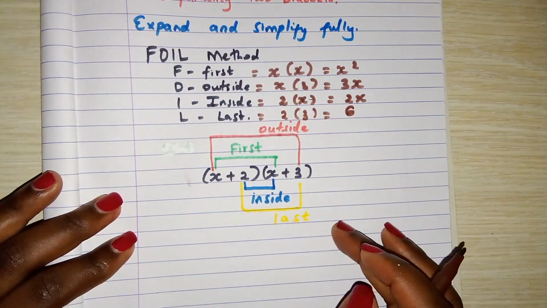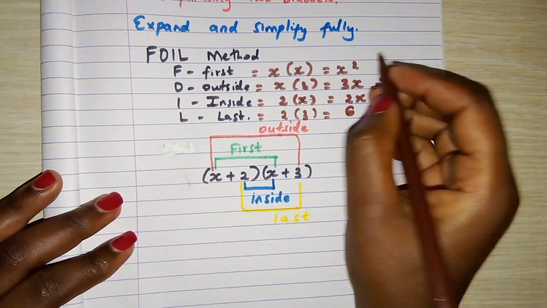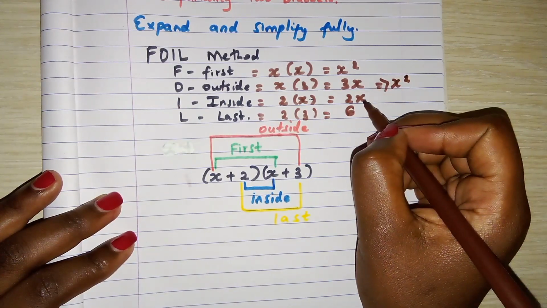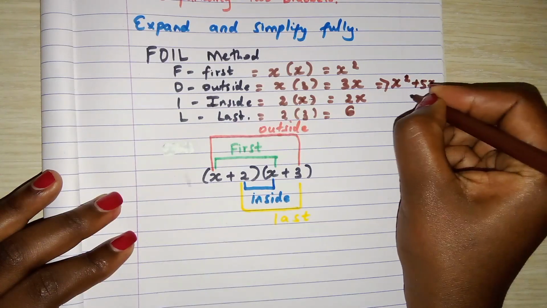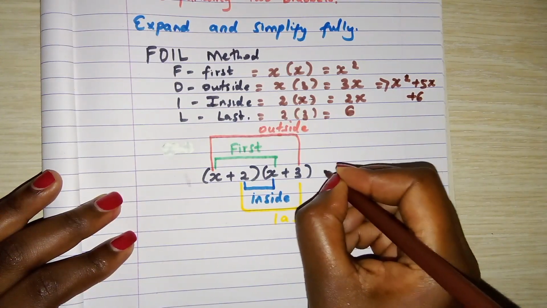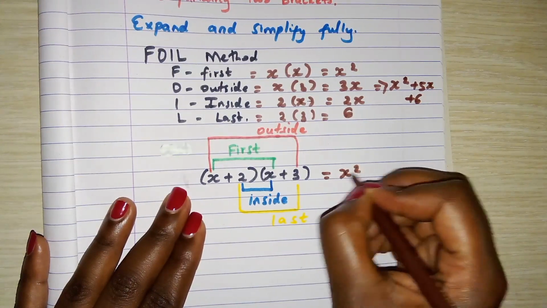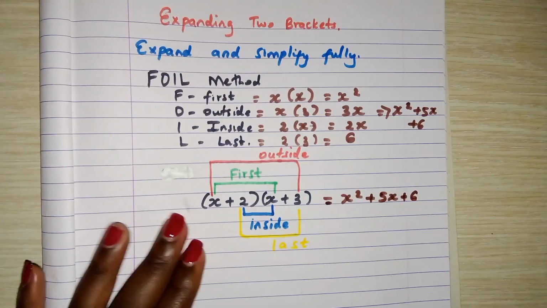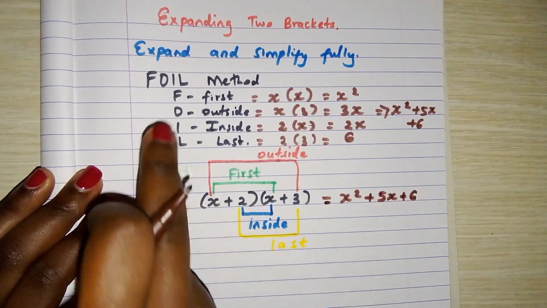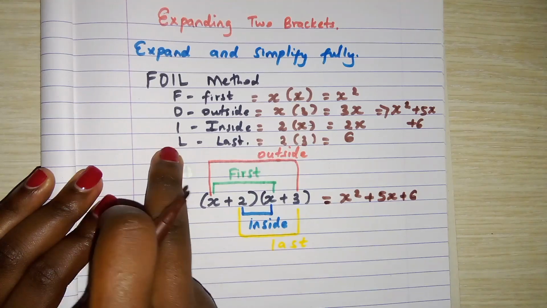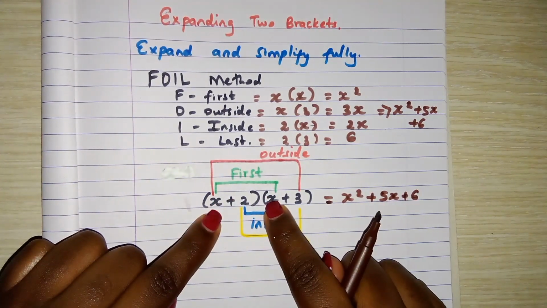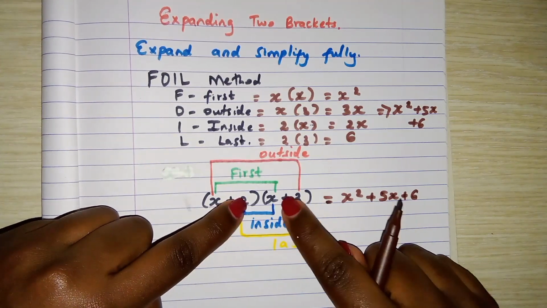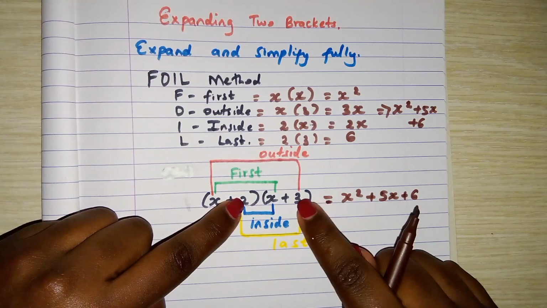Now you can combine all this. Because there's no other x squared, we'll just put x squared there. Then 3x plus 2x is 5x plus 6. So the answer here would be x squared plus 5x plus 6. So that's the method on FOIL: first, outside, inside, and last. First would be these two, and then outside would be that one with that one, and then inside would be 2 and x, and then last would be 2 and 3.